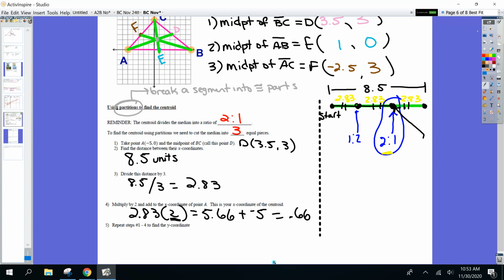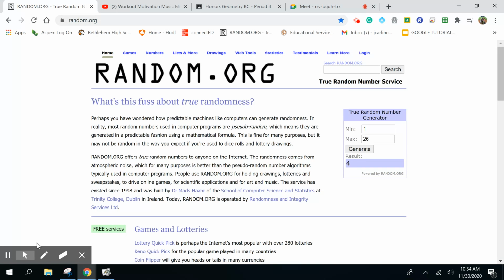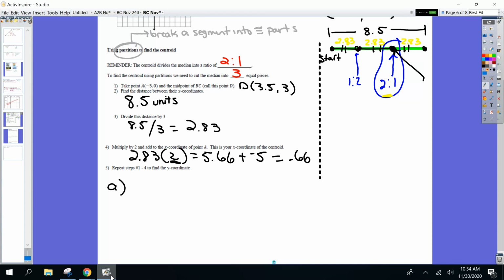Same procedure. For the y coordinate, first step, what is the distance between the y coordinates? From A to D, what is the distance between the y coordinates? From A to D, what's the distance? Radhika, what's my distance from the y coordinates now? 3. 3 units, everyone agrees? From 0 to 3, you go 3 units.